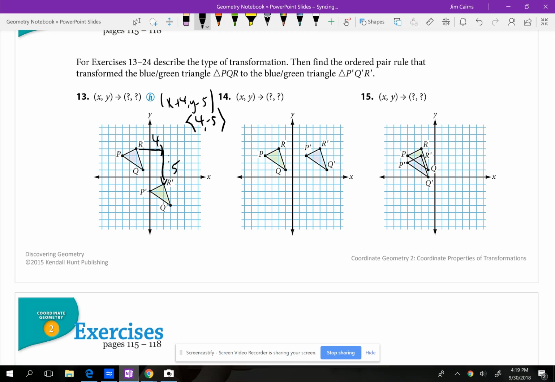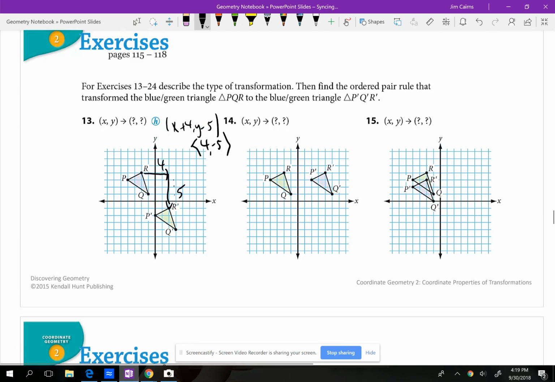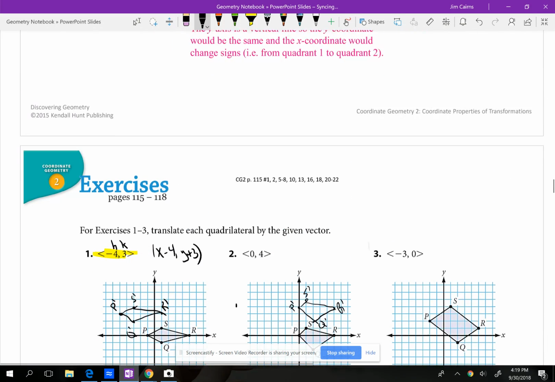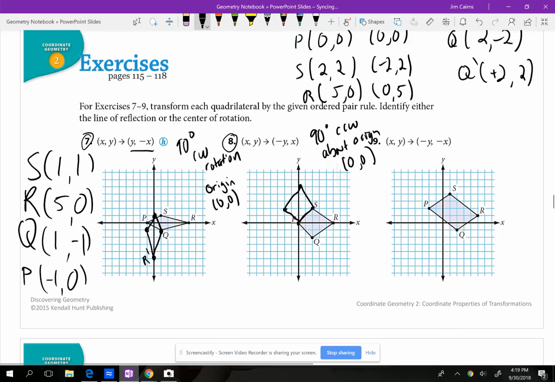Next one looks like a reflection or a translation. You could probably do either one. Let's see before we move on here. Okay, so next is 16, then 18, then 20, 22.